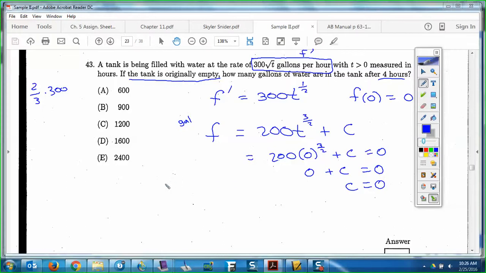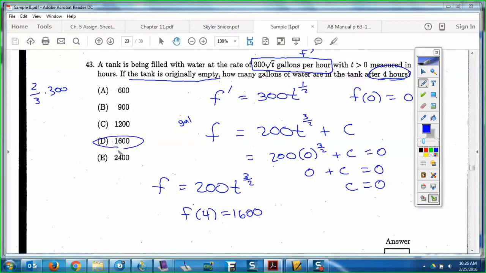So we know that our gallons function is 200 t to the 3/2, right? So what do they want to know? How many gallons we have in 4 hours. So what do we do? Plug in a 4. The square root of 4 is 2. 2 cubed is 8, times 200? 1600. So f of 4 is 1600. So it actually is one that could have been done without a calculator pretty easily.